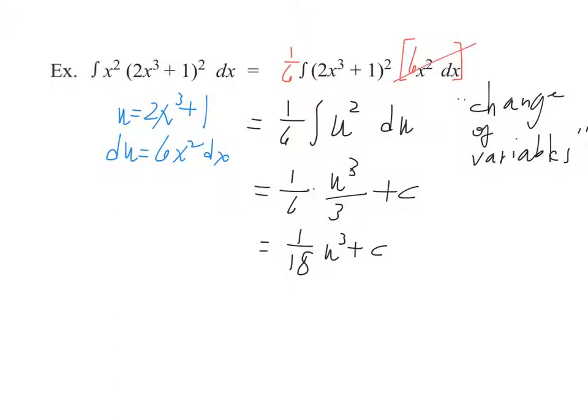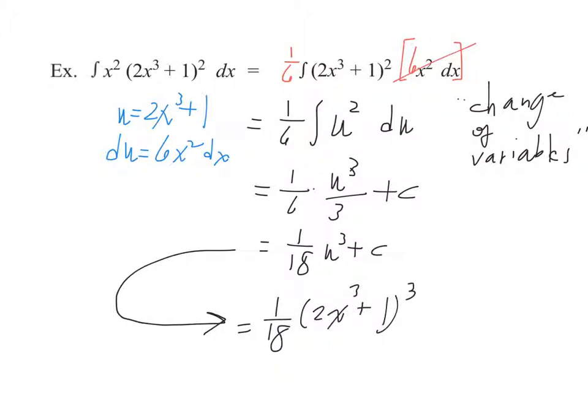The problem is this isn't the answer to the question. The question had x's in it. So I need to do one last substitution and convert this back to what it used to be. That means everywhere you see a u in this problem, we're now going to convert back to what u actually equals. That's 2x cubed plus 1. And remember, that was cubed in the problem. This is the same answer we would have gotten if we'd used the other technique.